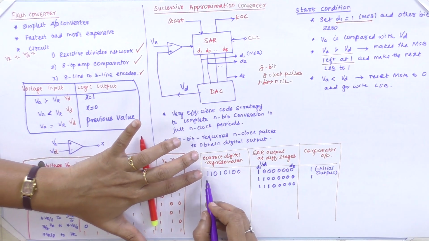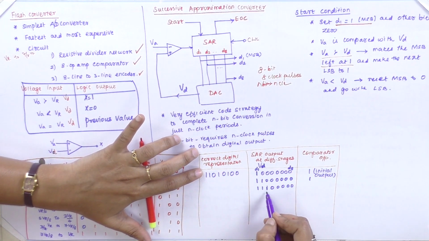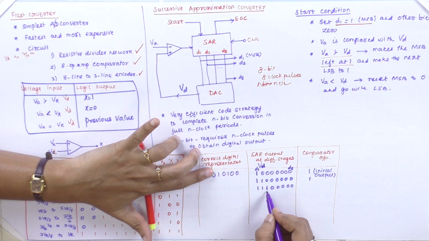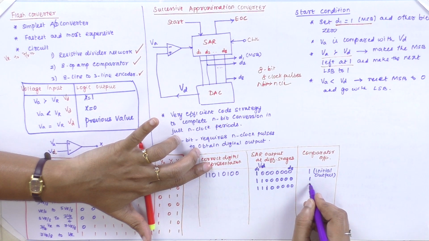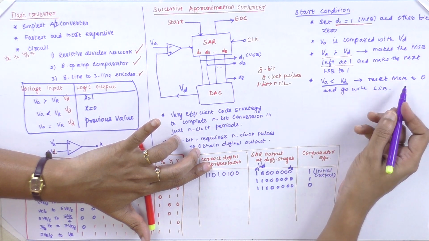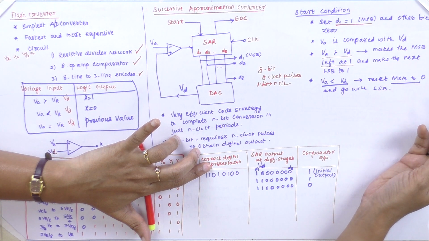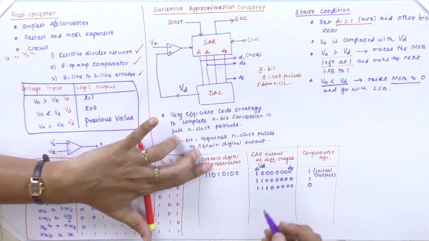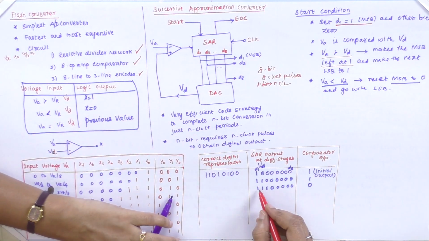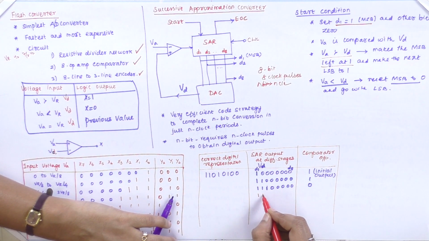So, now you see 1 1 0 is okay, here 1 1 0. So, 0 is smaller when compared to bit 0. So, in this condition you will be getting your output as 0. So, whenever VA is less than VD, you have to reset the MSB to 0 and go with the next significant bit. So, in that condition I have to keep that bit as such.